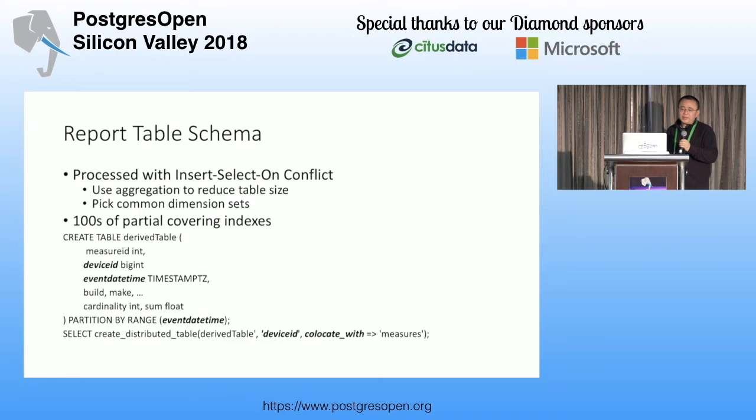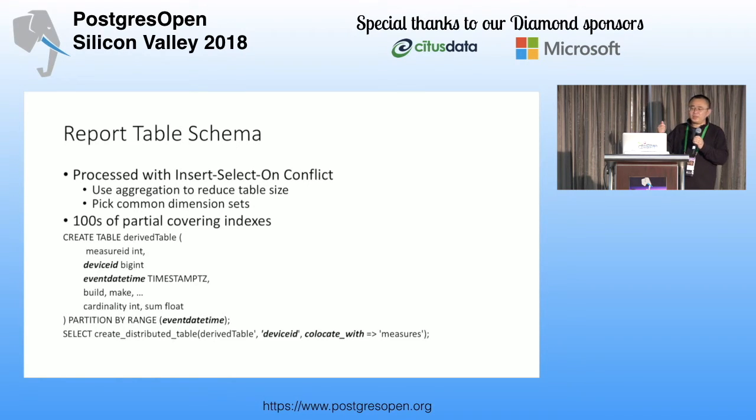As I said earlier, the base measure table is not very efficient to serve queries, since we know a lot of common dimension sets for query patterns. So we have the concept of cooking, or pre-computing quite a bit, of what we call derived tables. Here's a template of the derived table. We have quite a few, probably about 10 derived tables right now. As you can see, it has a device ID in there.